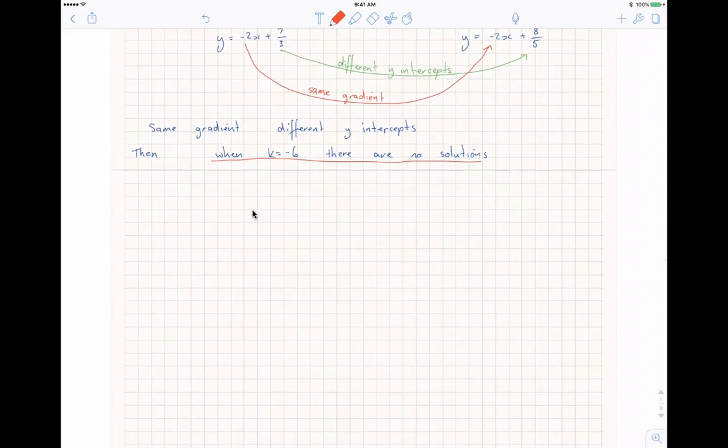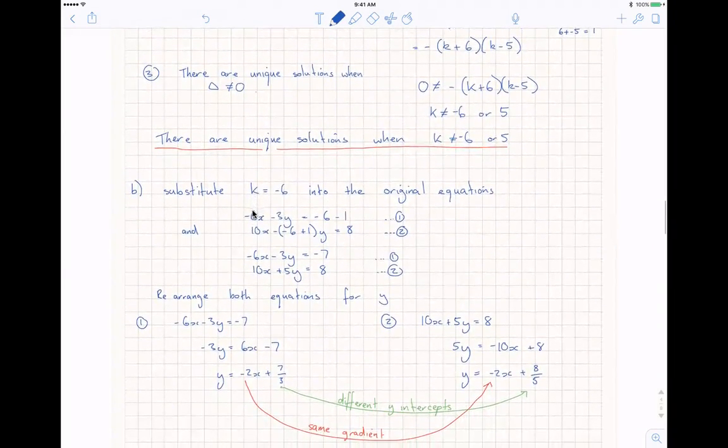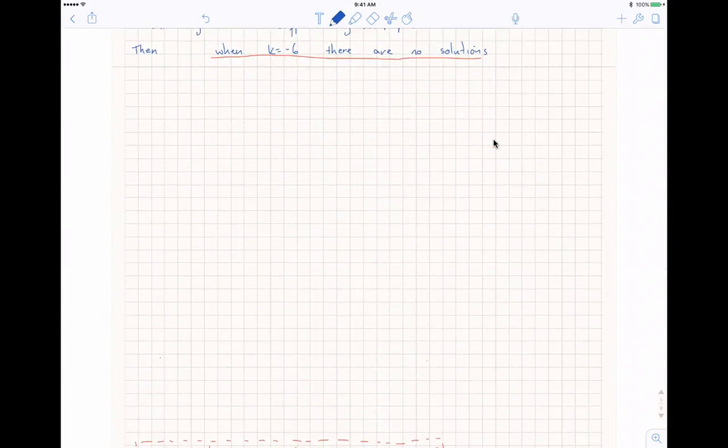We could guess then that if we substitute that other value for k that we found earlier, the 5, into our original equations, then at that point there must be infinitely many solutions, but we still need to prove that. So for part C, we're going to substitute k equals 5.